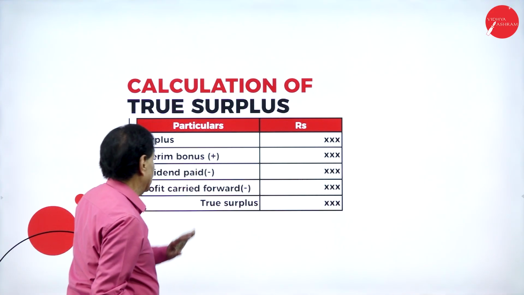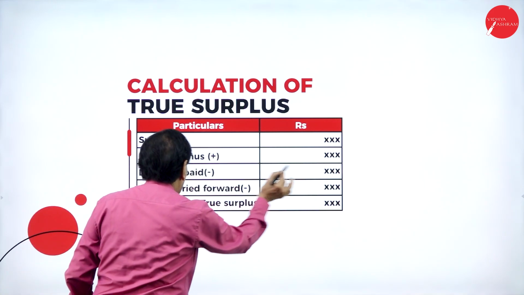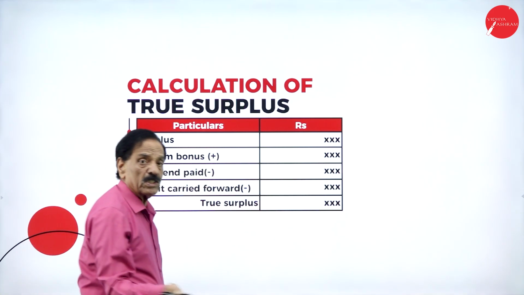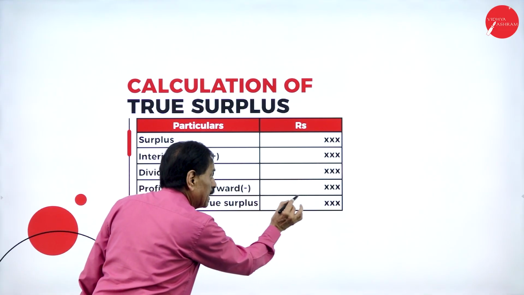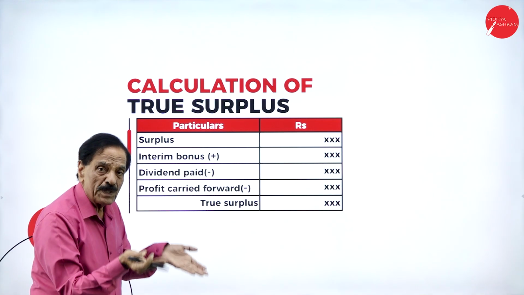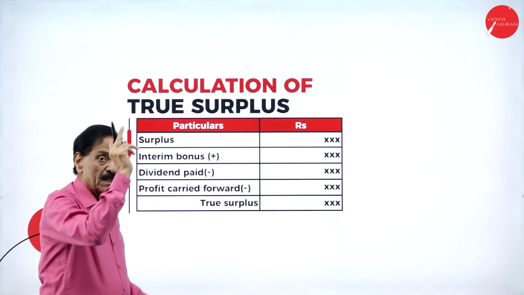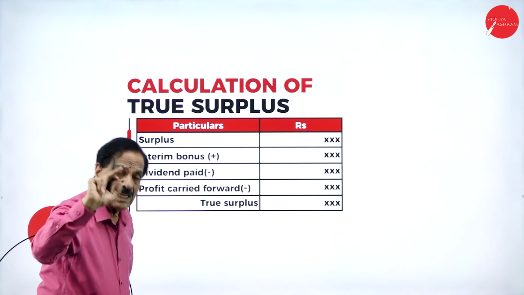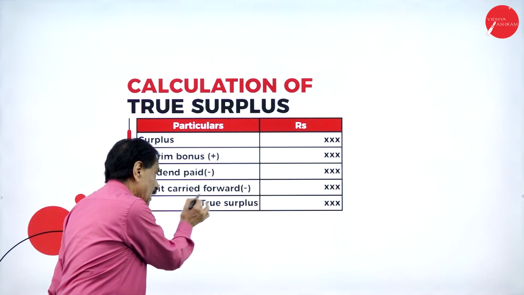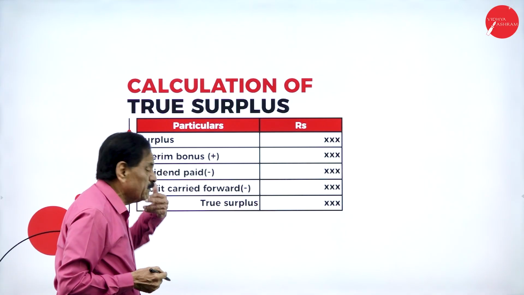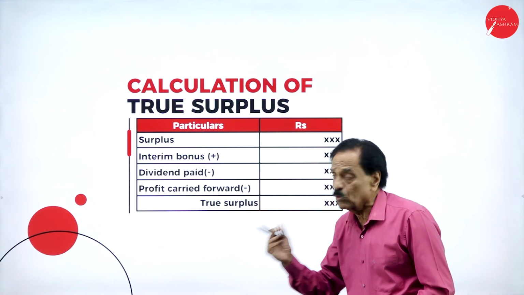Calculation of true surplus. Whatever surplus is available from the balance sheet you have to take, add interim bonus which is already paid, minus dividend paid, minus profit carried forward, which should be deducted. Whatever the difference comes, that is the true surplus. Surplus, add interim bonus, minus dividend paid, minus profit carried forward for the next year. Whatever the difference comes, that is the true surplus. This is step number 2.